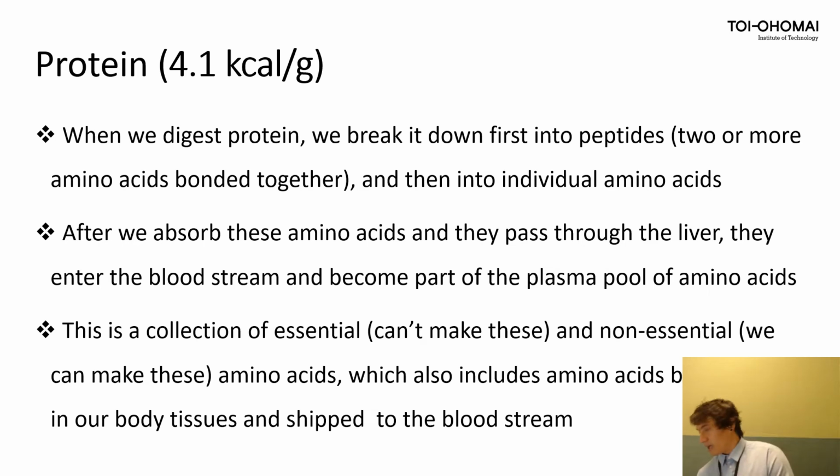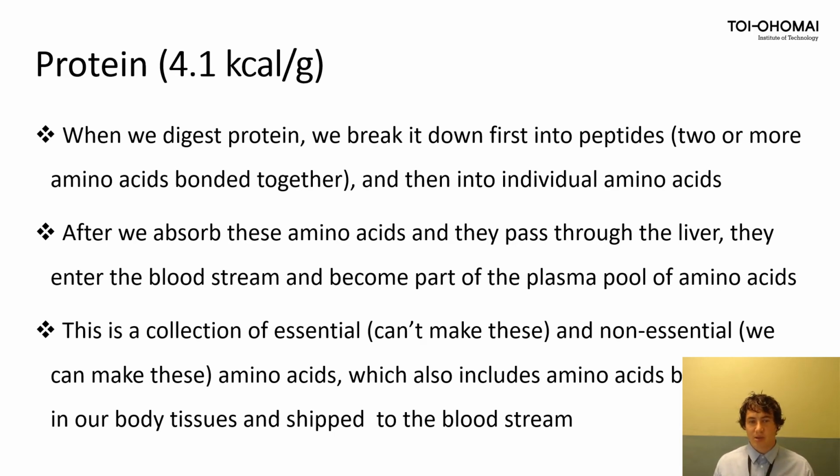Proteins. When we digest protein, we break it down first into peptides, which is two or more amino acids, and then we break them down into individual amino acids. So amino acids is the name for the building blocks of proteins. After we absorb these amino acids, they pass through the liver. Again, the liver does all the processing of these macronutrients in terms of distribution.